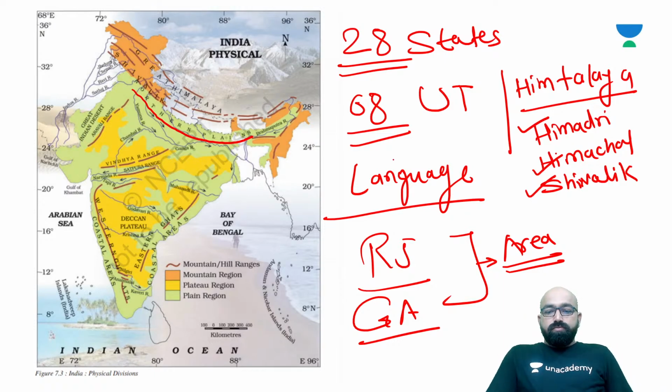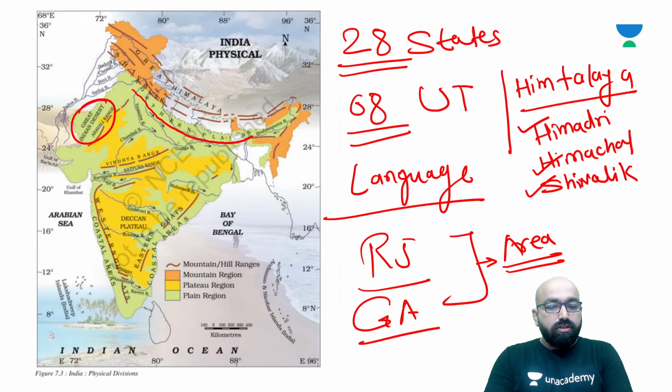Now, in the western part of India lies the Great Indian Desert. It is a dry, hot, and sandy stretch of land with very little vegetation. To the south of the northern plains lies the peninsular plateau.